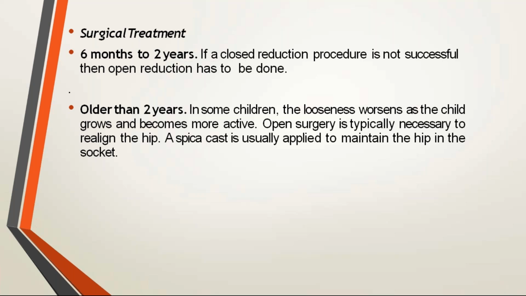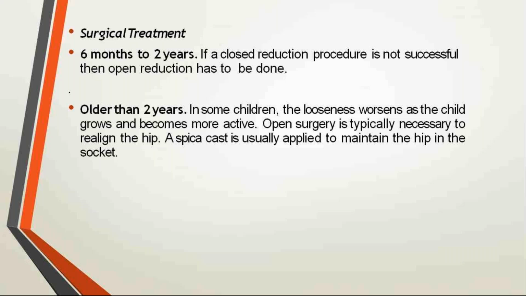Surgical treatment. If the baby is not maintaining the reduction in spite of all those splints and all those spicas, then you'll have to go on with the surgical management. The main theme of surgical management is open reduction. If you fail to do the closed reduction in 2 attempts, you'll have to proceed with the surgical management, that is open reduction. Then you'll have to do the osteotomies either on the acetabulum side or femoral side to maintain the reduction of the hip joint. This is the basic outline of DDH and treatment.